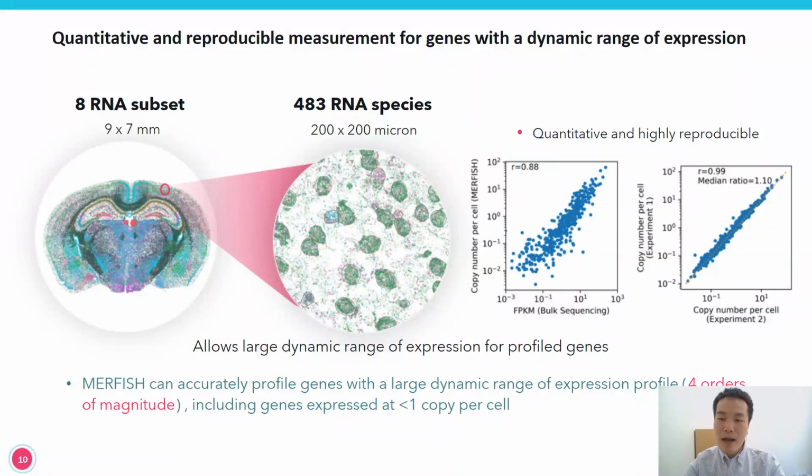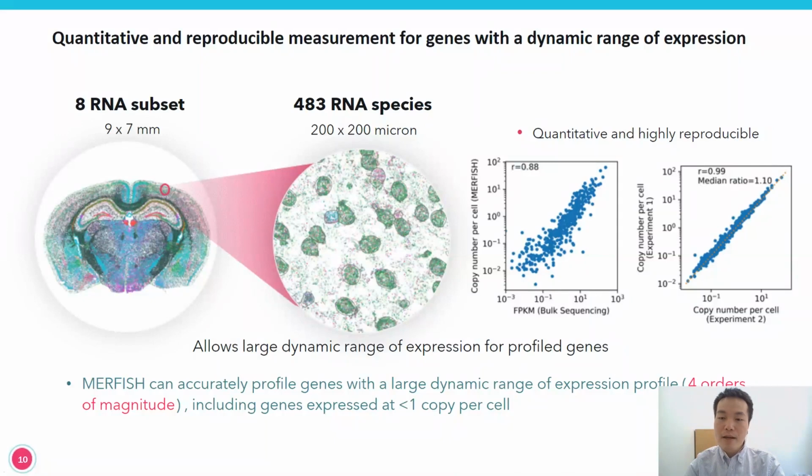as shown in the image in the middle now to get a high-resolution view of the gene expression profile for individual cells. So all 483 genes are plotted in this image. You can really start to interrogate the gene expression within individual cells. As shown by the plot on the right, this measurement is highly quantitative and reproducible.